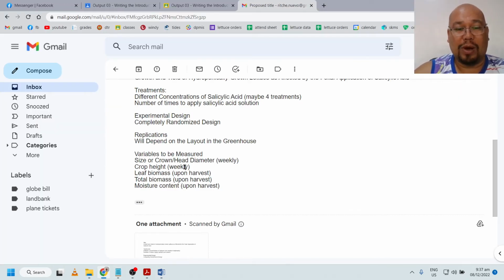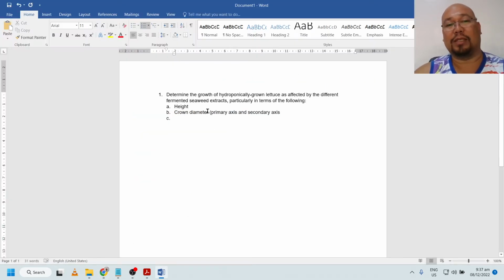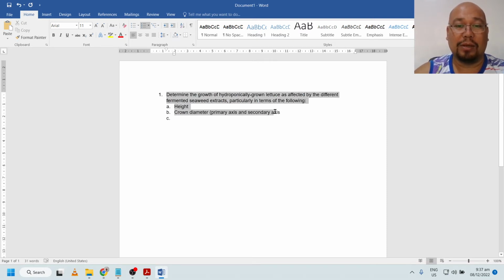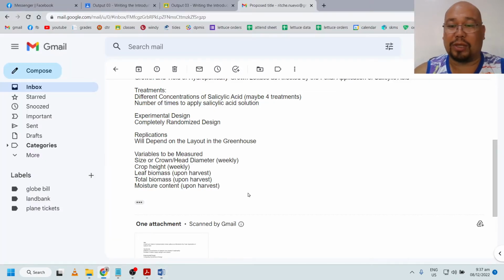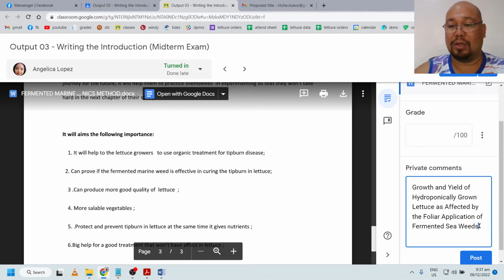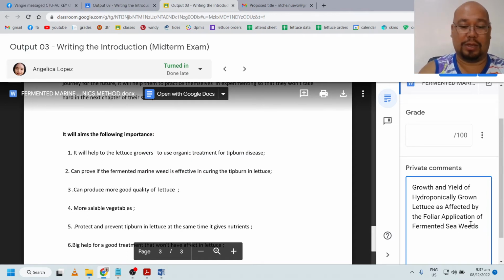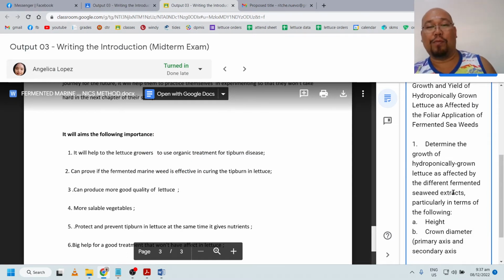Unsa pa? Crop height. So you can state your objective as something like this, determine the growth of and so on. Now let me paste this one. But you get the idea. No, I can't give too much details kay malangan tag samot. Okay? So dire something like that.